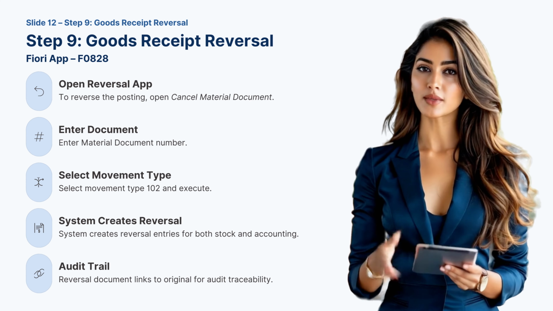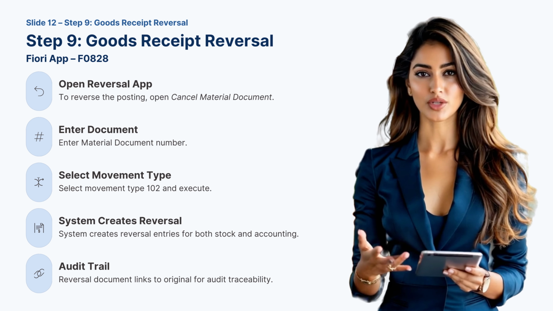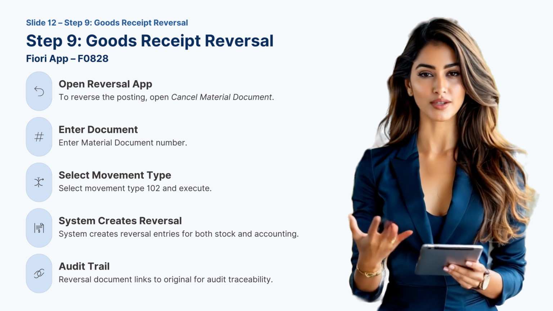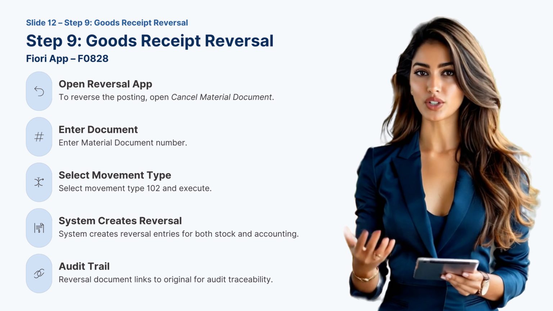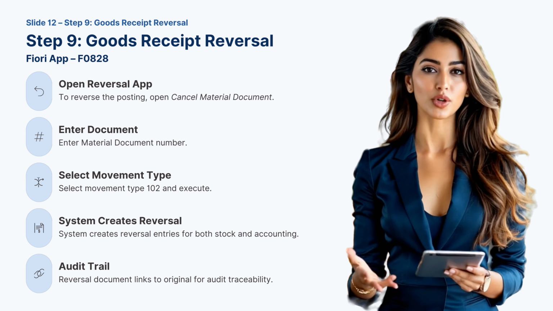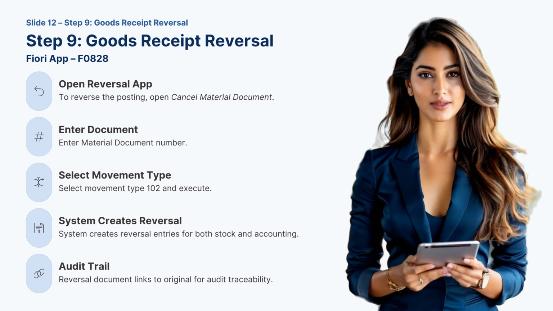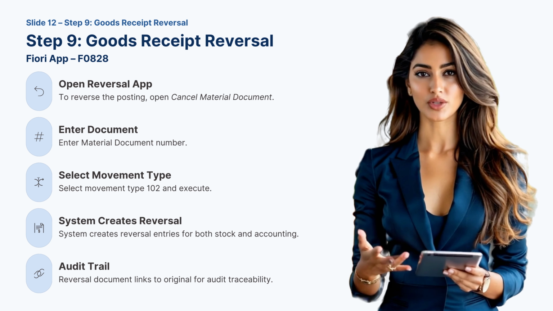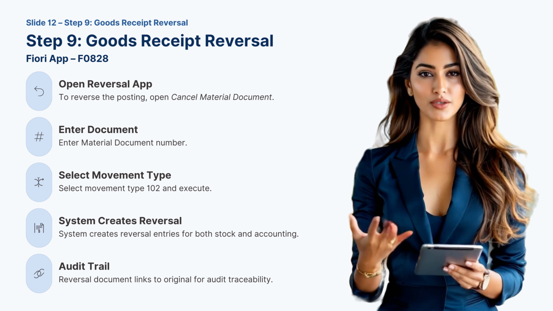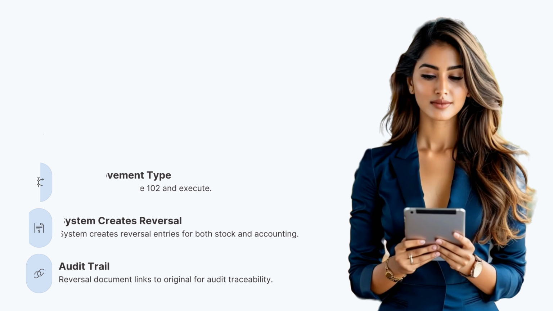Step 9. Goods Receipt Reversal. To reverse an incorrect GR, open Cancel Material Document. Enter the document number and select Movement Type 102. Execute the reversal. The system automatically creates a reversal document, reducing stock and reversing accounting entries. Reversal links appear under Related Documents, maintaining full audit compliance.